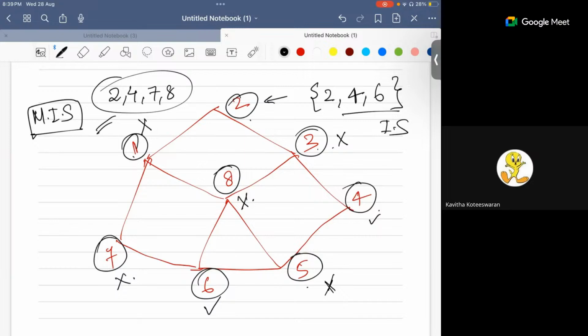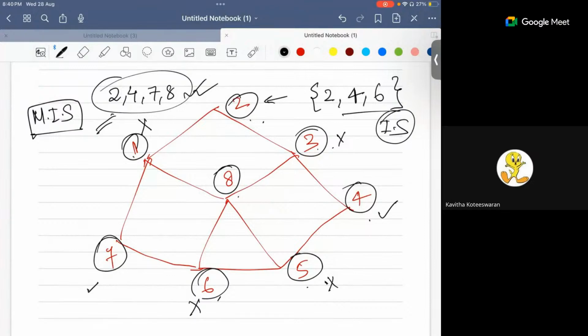I'm just taking 2. Then I can't take 3 and 1. Then I took 4. If I'm taking 4, 5 I didn't do, and 3 is already done. So I took 7. If I'm taking 7, 6 is cut down. So I'll be left with 8, so I'll have to take it. Correct. So 2, 4, 7, 8 is the correct answer. From our perspective, 2, 4, 6 was also independent, but that was not the maximum. The cardinality should be maximum.